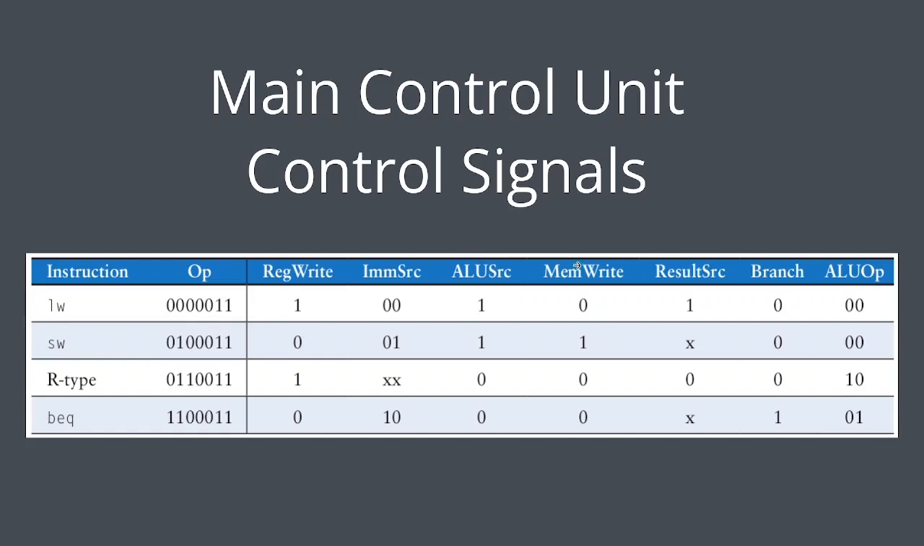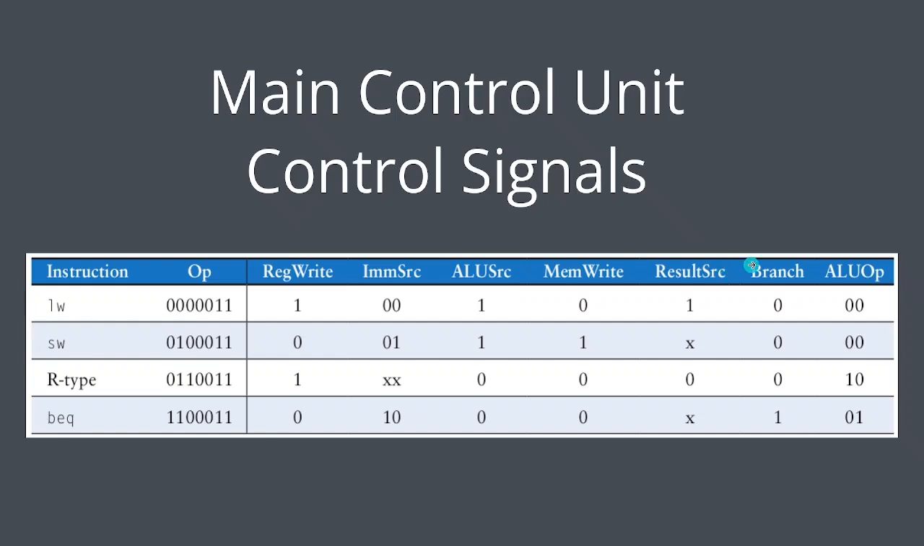Next, we have MemWrite. This signal tells the CPU whether it should write data to memory. When MemWrite is activated, the CPU takes the data from the register file and writes it to the specified memory location, which is crucial for store instructions. Now, let's look at result source. This signal selects the source of the result to be written back to the register file. If the result source is high, the data returned to the registers comes from memory. If it's low, the data comes directly from the ALU. This is crucial for ensuring that the correct result is stored after operations.